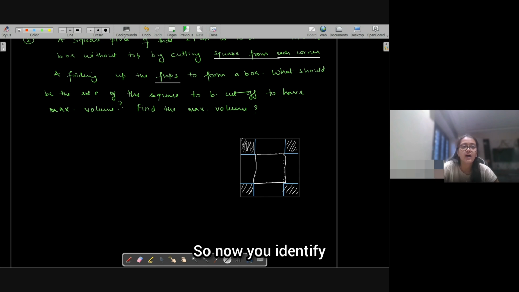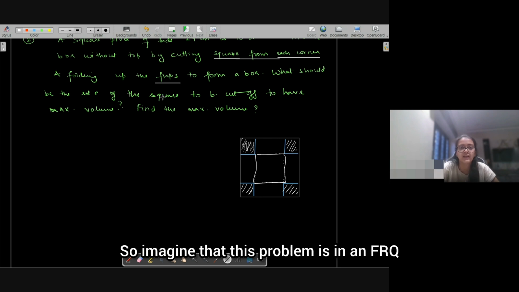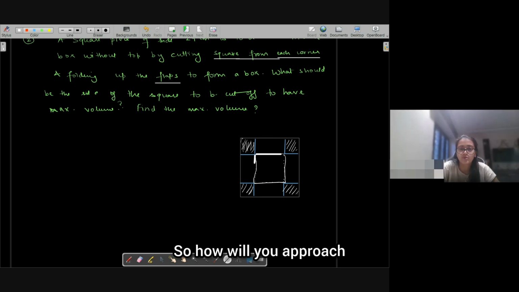So now imagine that this problem is in an FRQ. How will you approach it? What variables should we take? Which function to define?